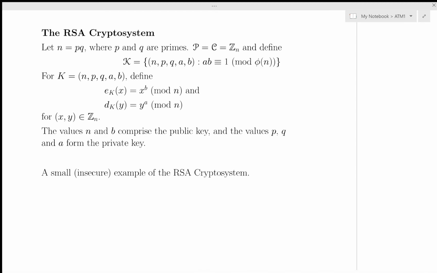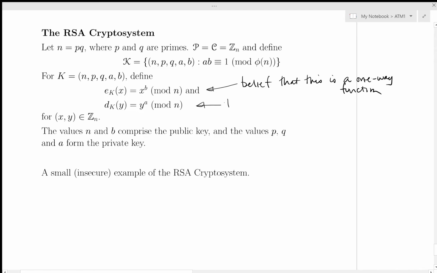First, let's say a few things about this. There is right now the belief, but no proof, that this is a one-way function. And then this decryption function, we call this the trapdoor. This is what allows the person with the key to undo the encryption.